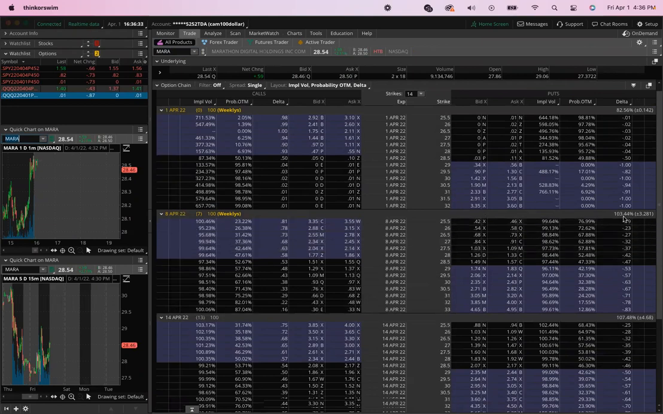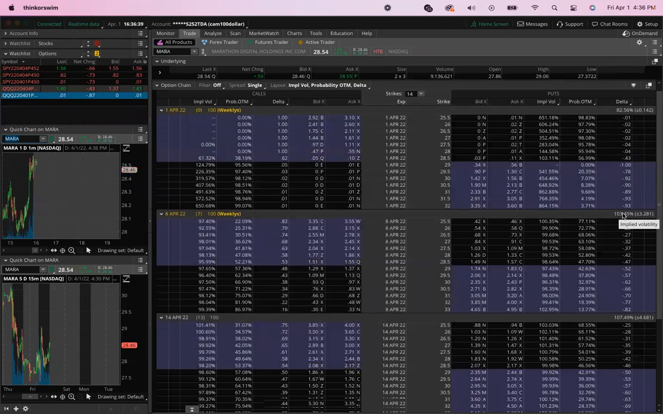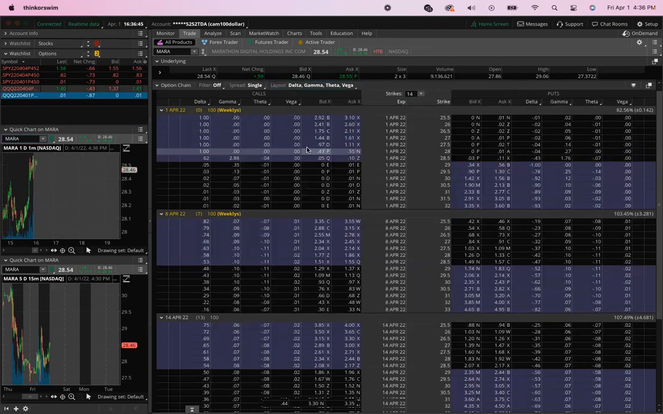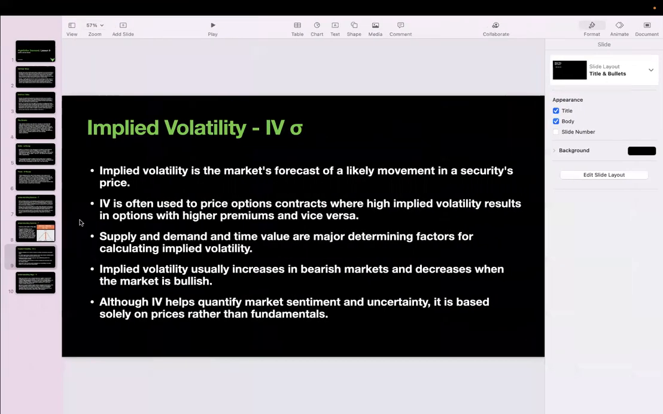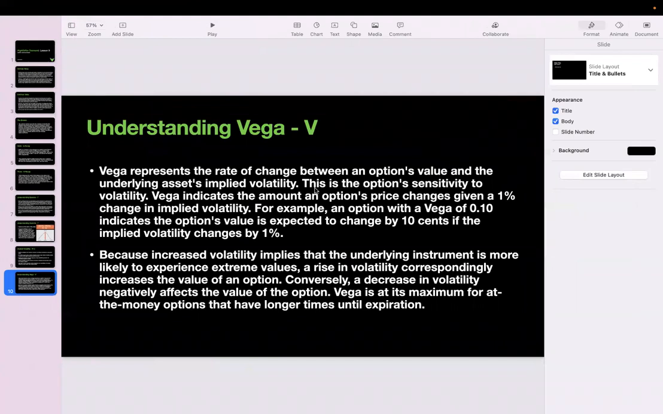So you can see IV is a lot higher. Now you're going to learn in just a minute that IV is going to also give contracts an inflated price or not. So we'll actually move into that so that it makes a little bit more sense. So the last slide is understanding Vega.